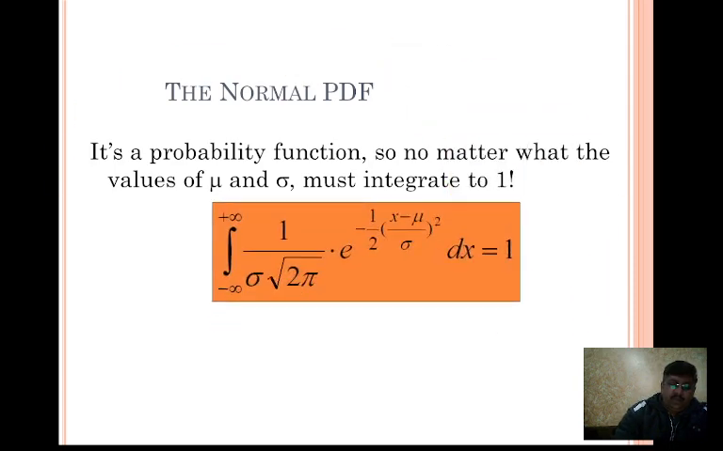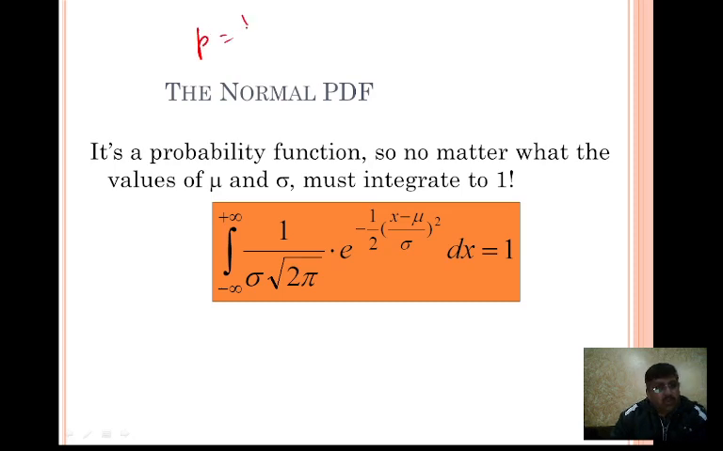What is that? So it looks like whatever the value of mu and sigma, it doesn't matter. If you can integrate, you will find it as 1. What does it mean? Have you heard about probability? Yes, of course. So what is probability? Whether today will be rain or not?